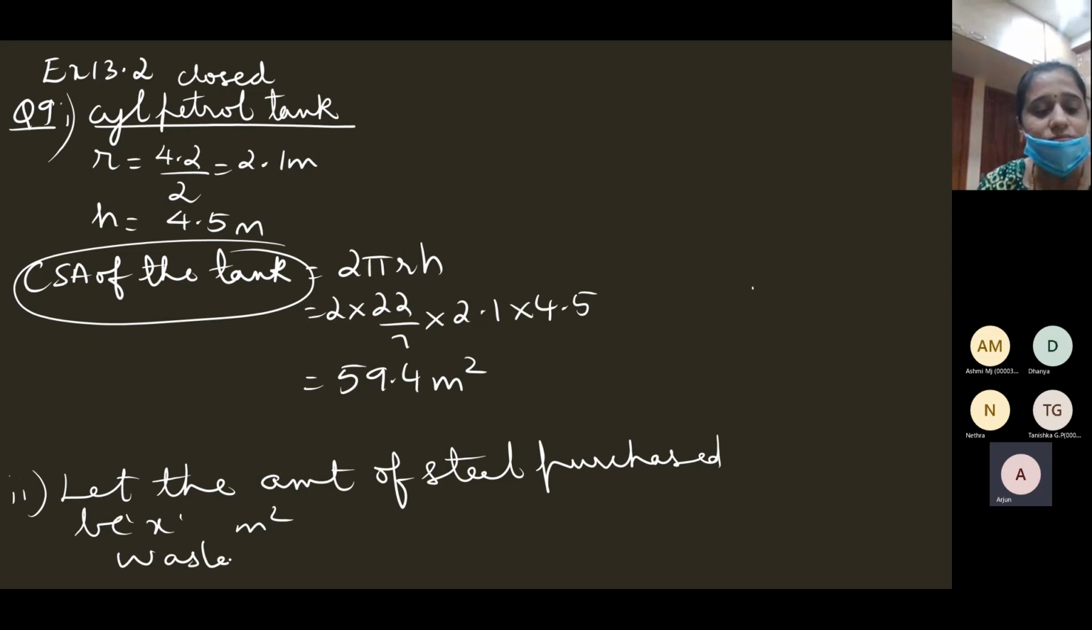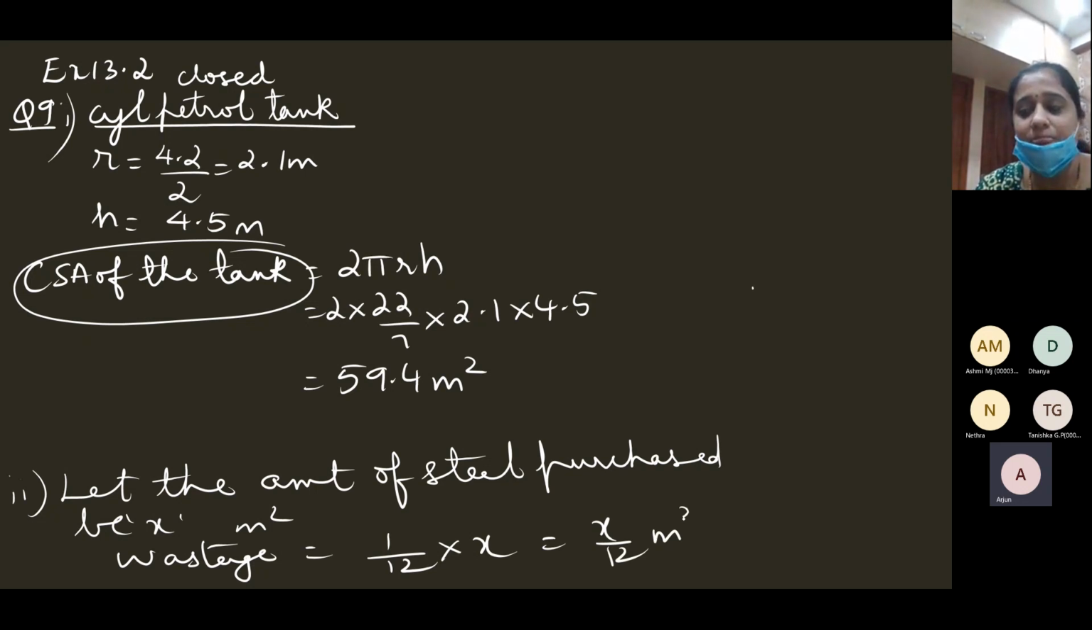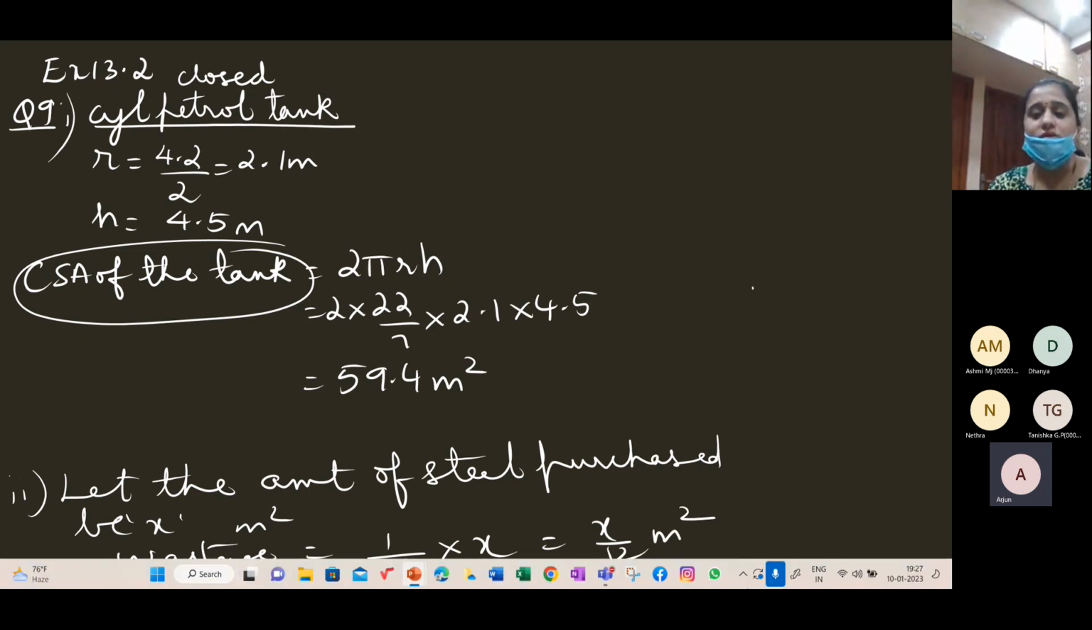Wastage is equal to 1 by 12 of X. So that is X by 12 meter square. I'll show you the slide, children. Let me just finish it.